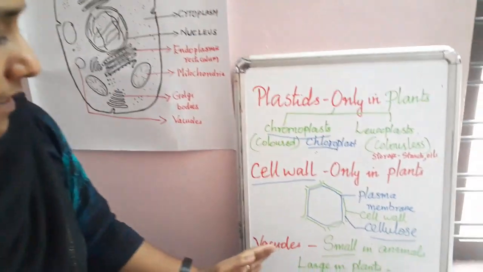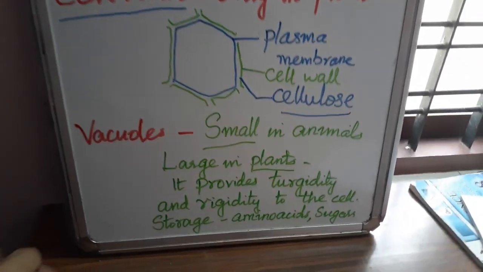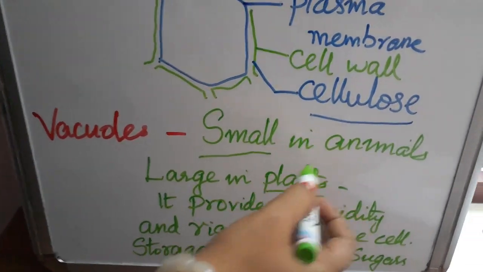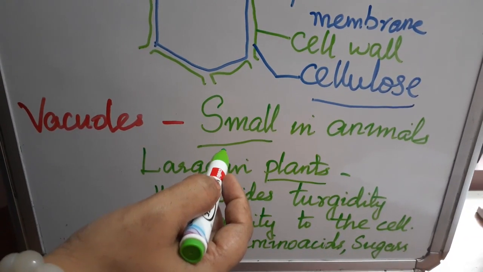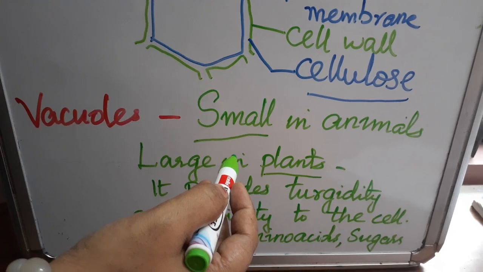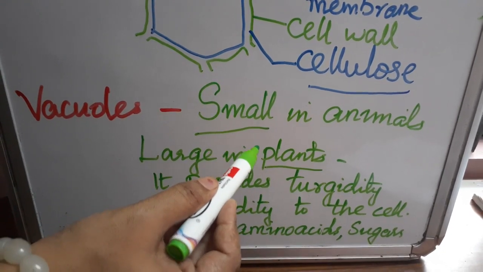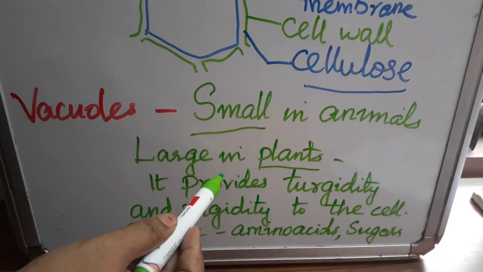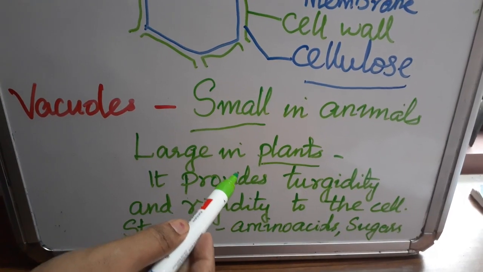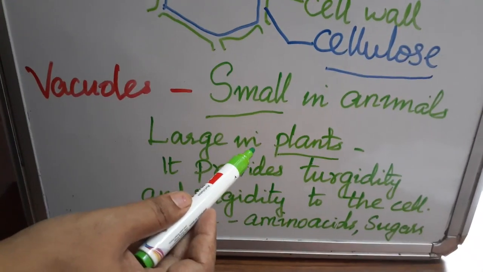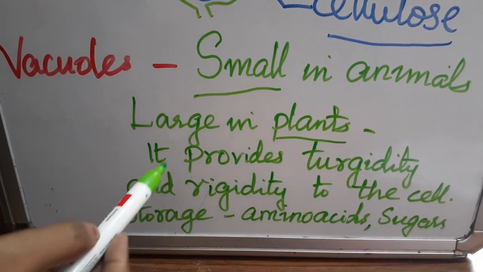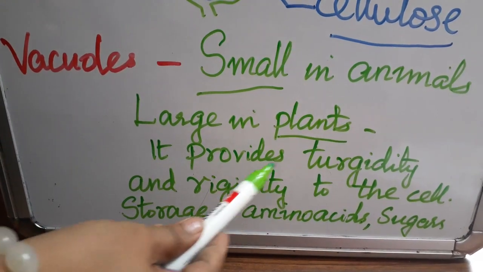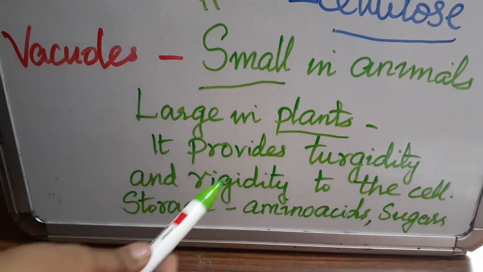So let's see the vacuoles: in the case of animals, it is small. The main purpose of the vacuole is to store material, solid or liquid contents. Vacuoles are small sized in animal cell, while in plant cell it is large. The central vacuole of some plant cells may occupy maybe 50 to 90% of the cell volume. So in plants, it provides the turgidity and rigidity.